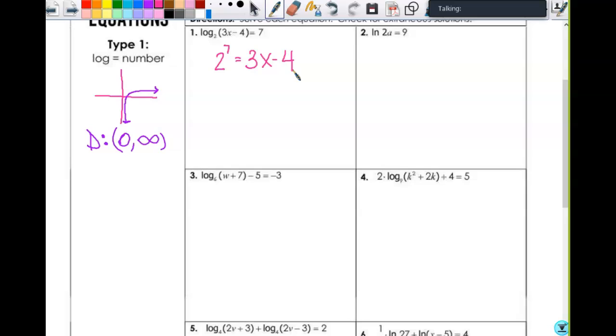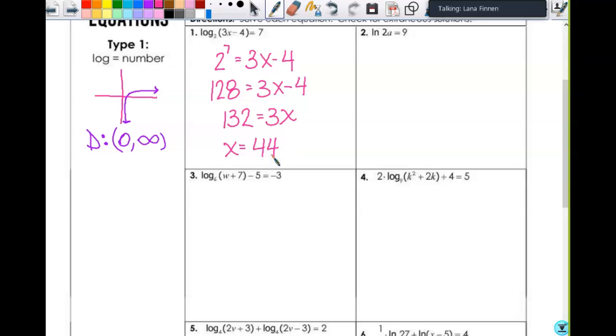Okay. Then 2 to the 7th, that'll be 2, 4, 8, 16, 32, 64, 128, right? So 128 equals 3x minus 4. I add 4 to both sides, and I get 132 equals 3x. So x equals what? 44. Okay, so before I box it, I want to check it.